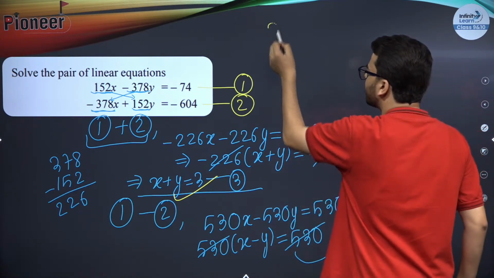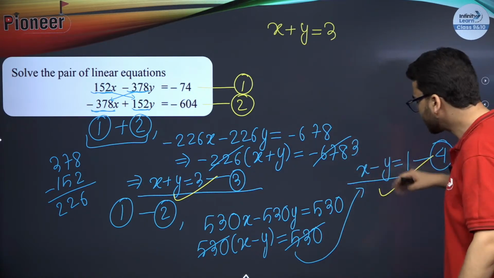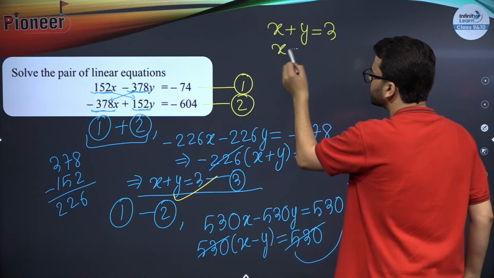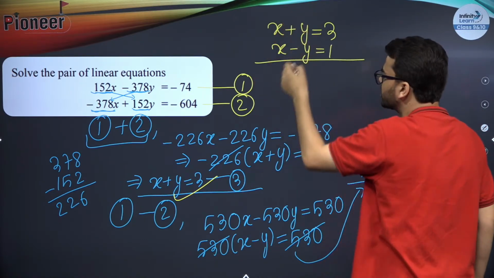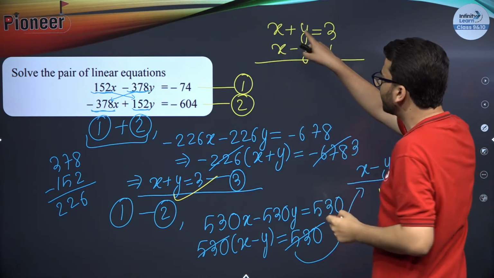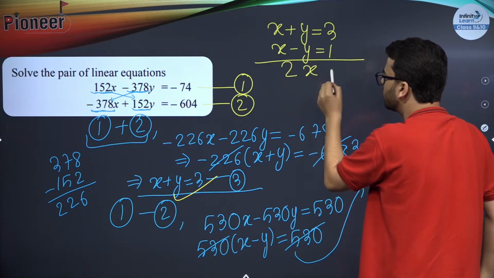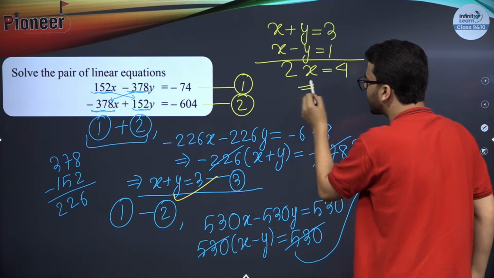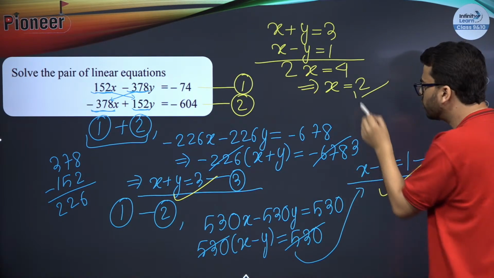You see, x plus y is 3 over here, and x minus y is 1 over here. So what will I do? Again, it's very simple to solve. Just add these equations. If you add these equations, y minus y will get cancelled out. So you will get 2x is equal to 4. Therefore x is coming out to be equal to 2. You got it?